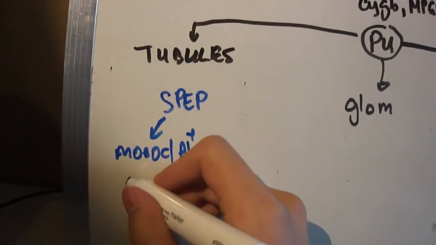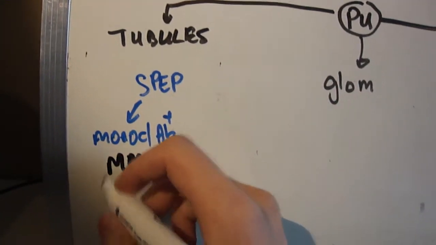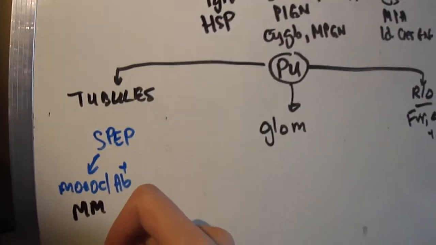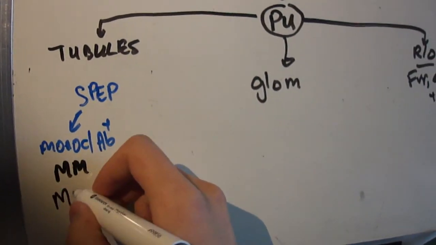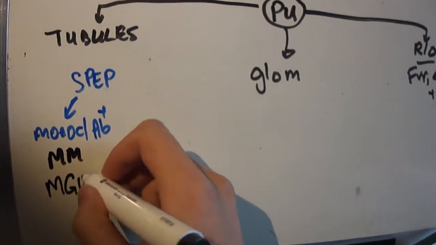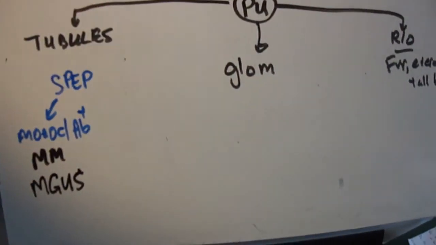One, it could mean you have multiple myeloma. So this is kind of an overflow proteinuria. So you're just making way too much protein and it's coming out in your urine. Multiple myeloma, or you have your gammopathies such as MGUS.